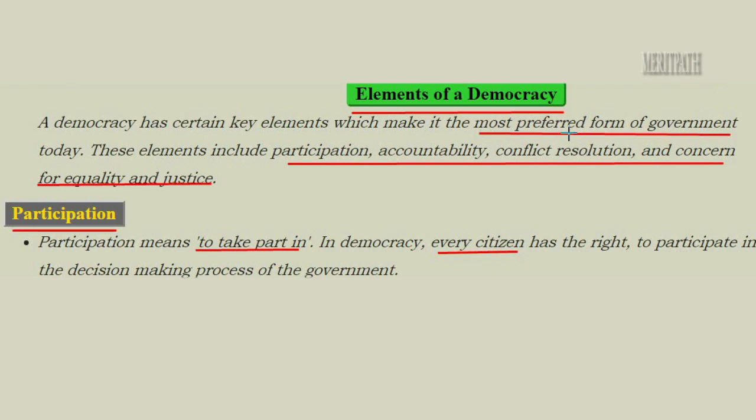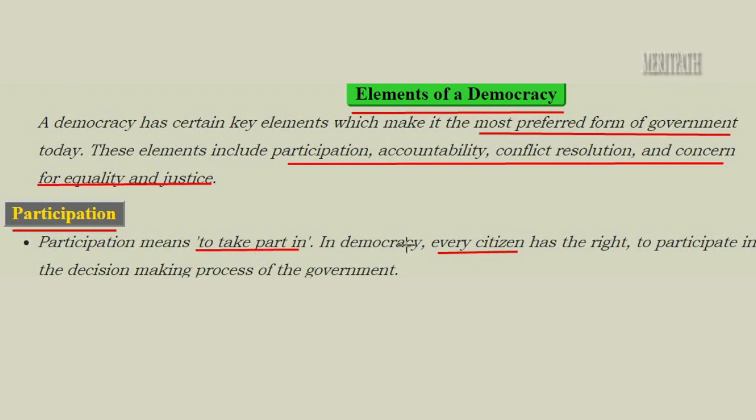And what are the elements that come under democracy? Participation, accountability, conflict resolution, that is solving any problems, issues, and concern for equality and justice. So let's see the first element, participation. In democracy, participation means to take part in. So who takes part? Who participates?